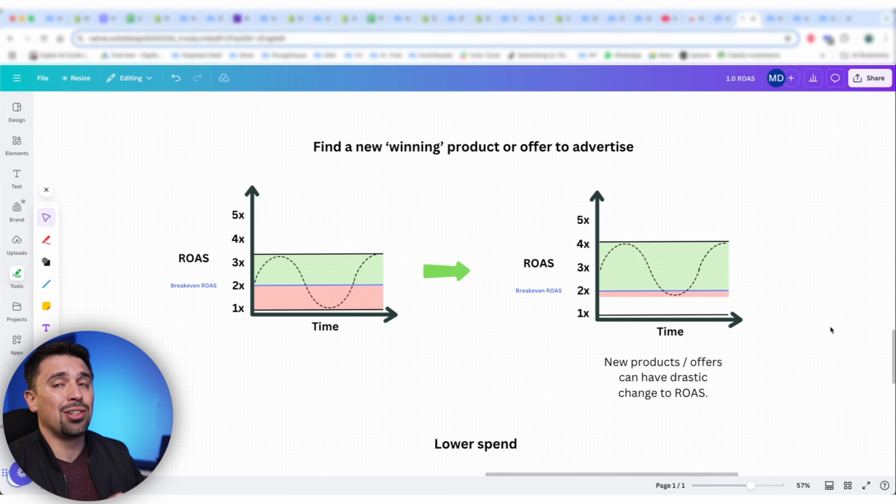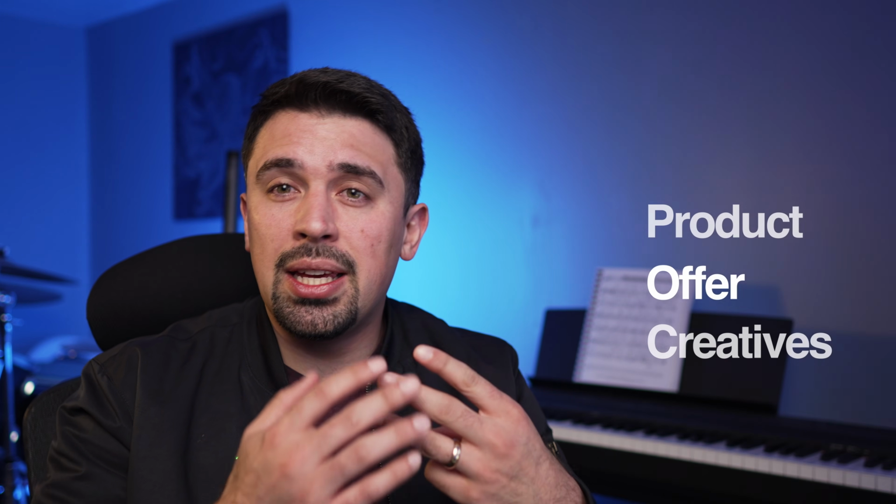So again, that can drastically change the results of your ads, okay? I used to be someone that was really, really focused on the technical side of Meta ads. I still believe it's extremely important, but what I've found is nowadays, with the way that the platform is moving, the product, offer, and creatives are the three biggest levers that you can pull that are going to change the performance of your ads, right?